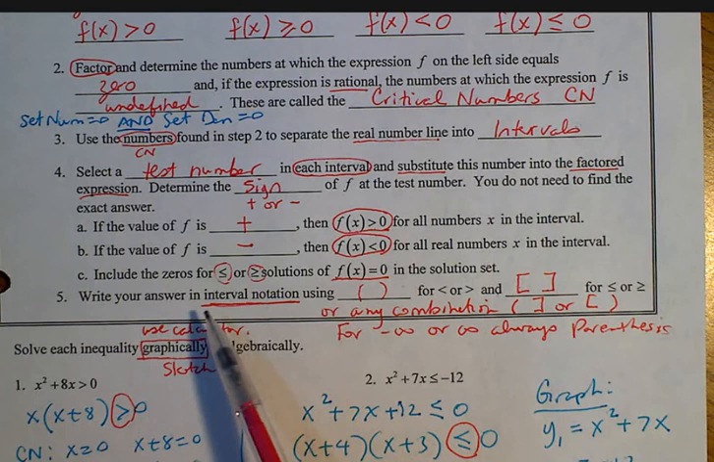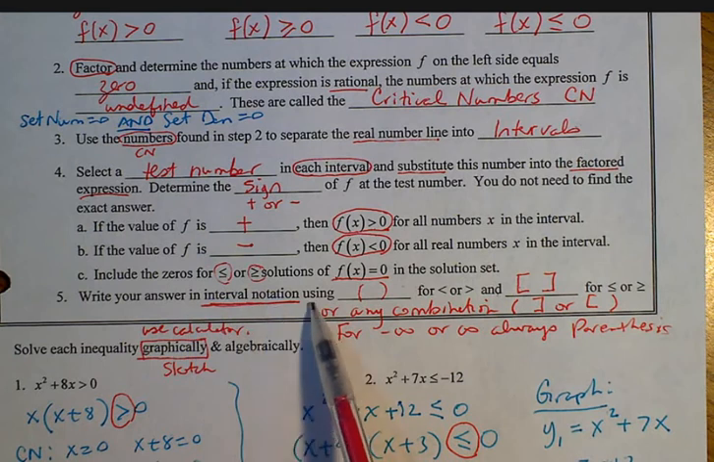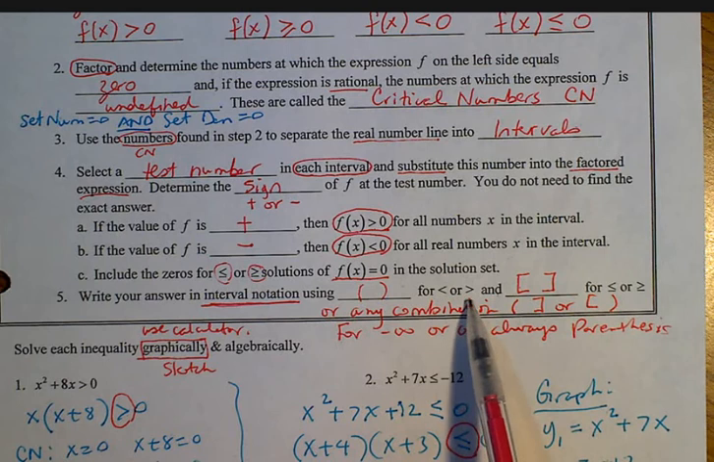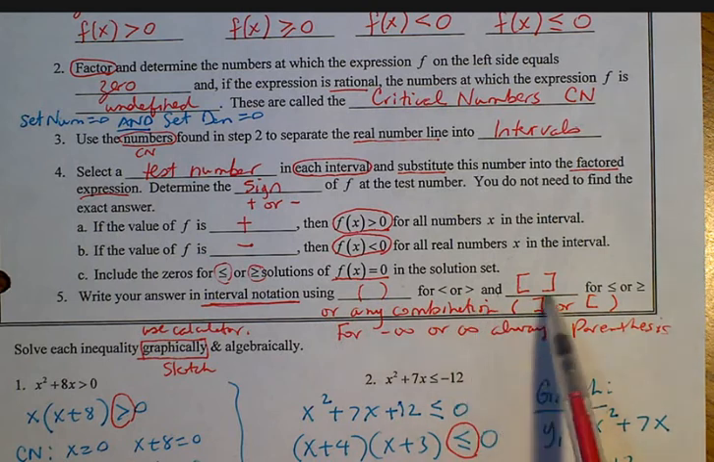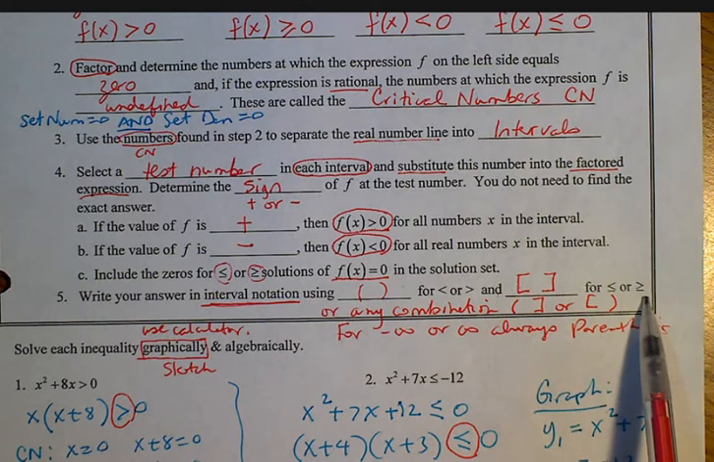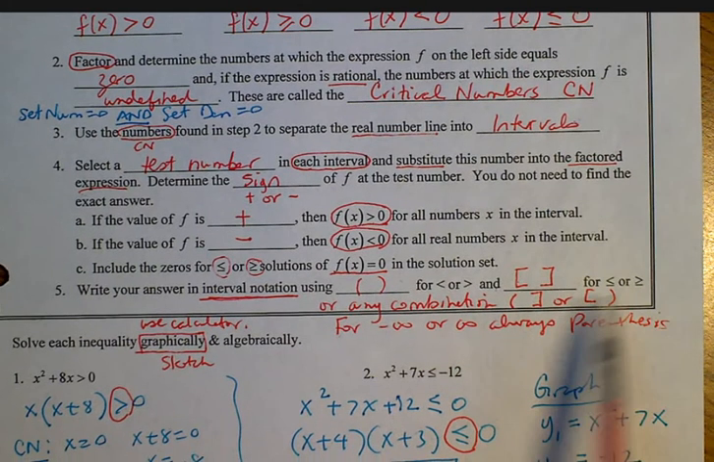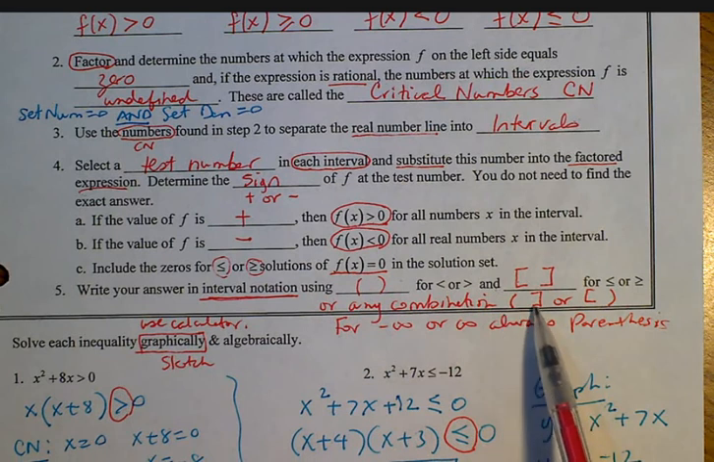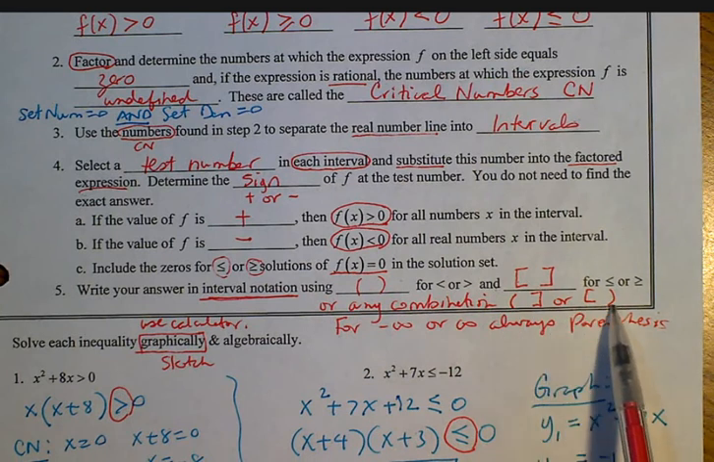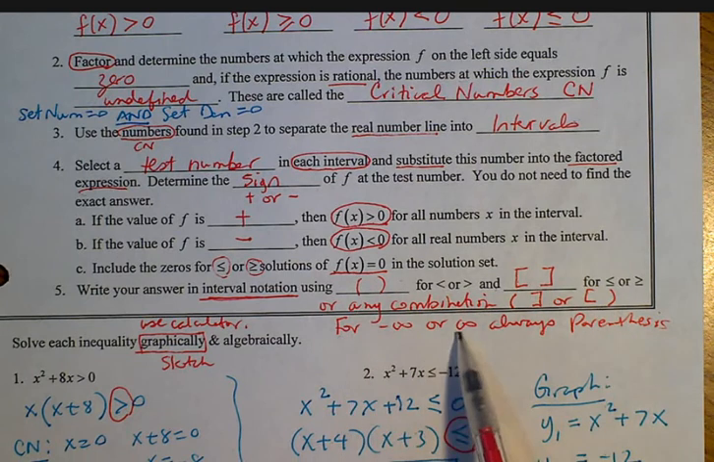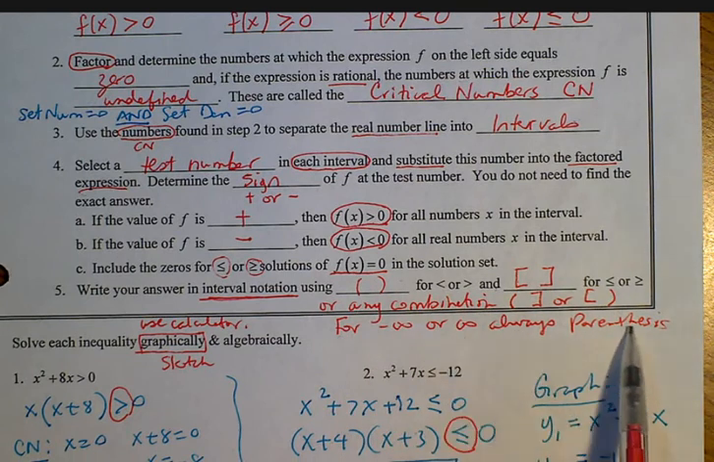Write your answer in interval notation, and you'll be using parentheses for less than or greater than, and brackets for less than or equal to or greater than or equal to. And it is possible to have combinations. So you could have a parenthesis and bracket or bracket and parenthesis. For negative infinity or infinity, you always use parentheses.